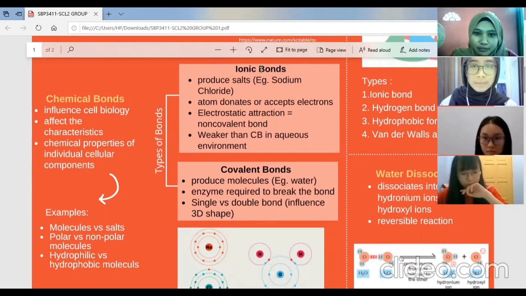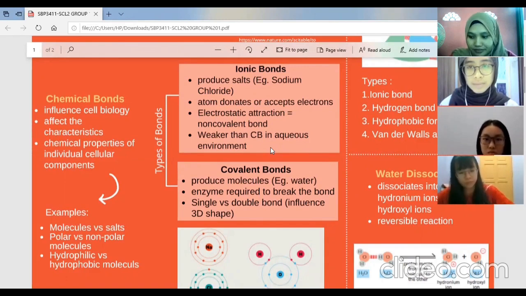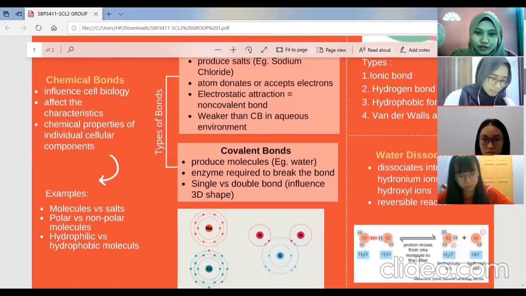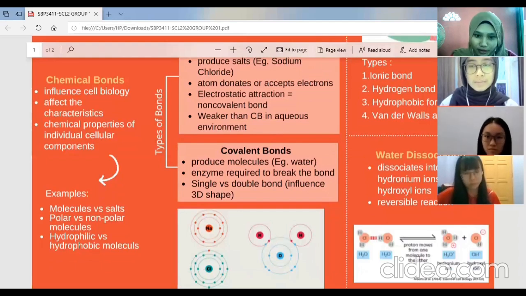Next, there are two types of bonds. The first one is ionic bonds, which produce salt, and the atom donates or accepts electrons. An ionic bond is also weaker than covalent bonds in aqueous environment. This is because ions can also interact with polar water molecules which have positively charged regions. Next is covalent bonds. Covalent bonds produce molecules, for example, water, and because covalent bonds are strong, they need enzymes to break the bonds. And the covalent bond consists of single and also double bonds.